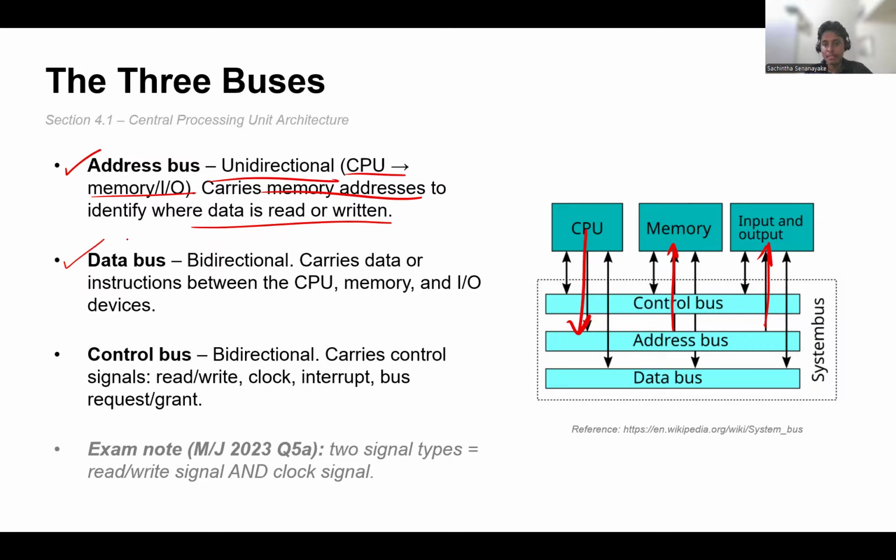Then we have data buses, which are bidirectional. As you can see, the data bus has double-headed arrows connecting to each of the three components, which carries data or instructions from the CPU, memory, and I/O devices.